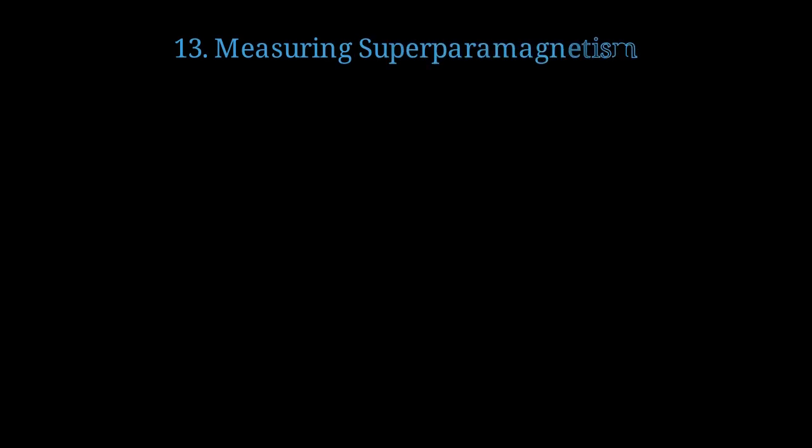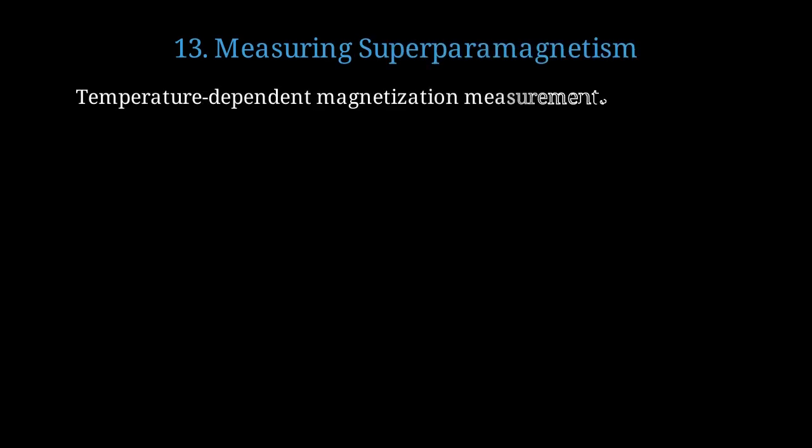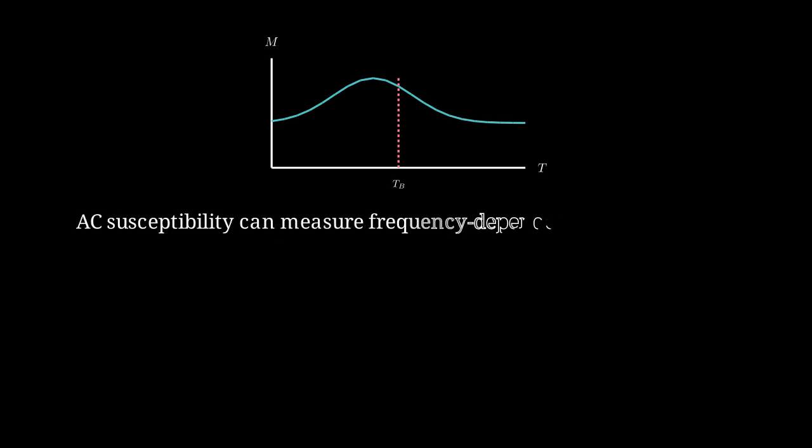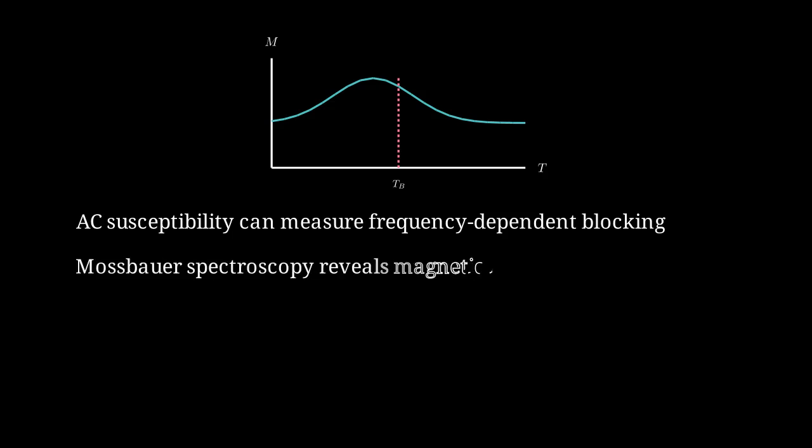How do scientists experimentally detect and characterize superparamagnetism? The most common method is measuring magnetization as a function of temperature. Magnetization, measured after cooling in a field, shows a sharp drop at the blocking temperature as particles transition from blocked to superparamagnetic state. Magnetic susceptibility measurements at different frequencies can probe the dynamics of magnetic relaxation. Mössbauer spectroscopy provides direct information about magnetic relaxation on timescales from nanoseconds to seconds.